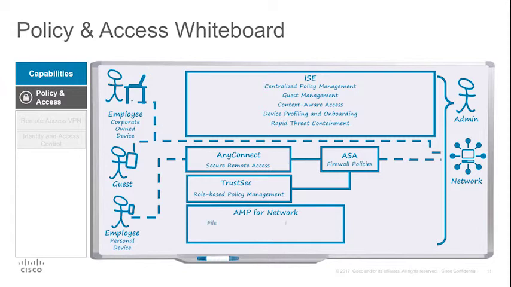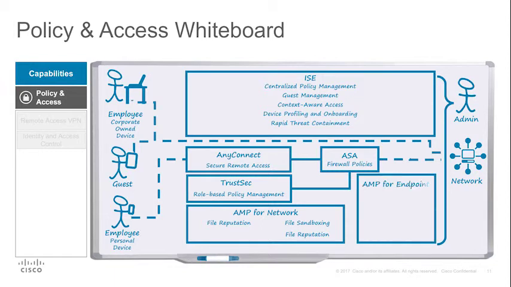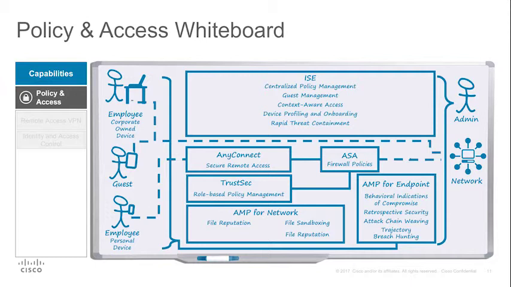AMP for Network, described in greater detail in the next technical module, includes benefits such as file sandboxing and file reputation. And for devices on the network, AMP for Endpoint adds the advanced features of attack chain weaving, trajectory, and breach hunting. Each of these new features lowers potential impact of attacks through threat identification and analytics.